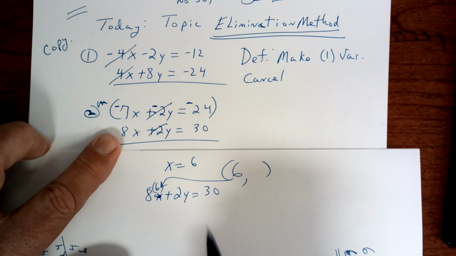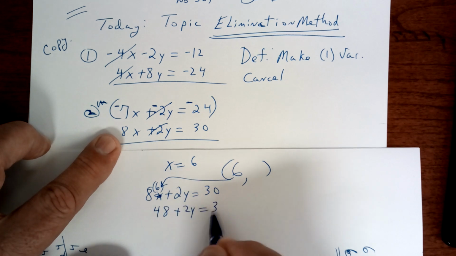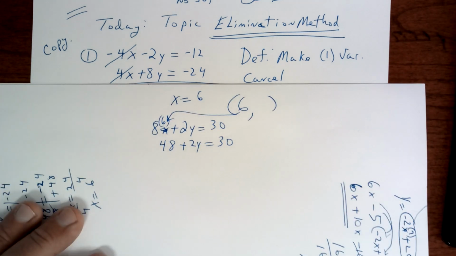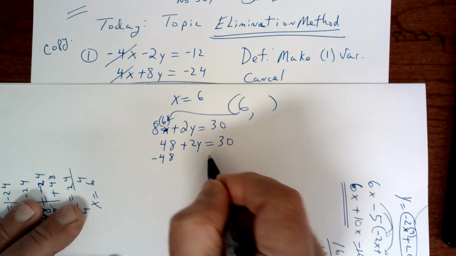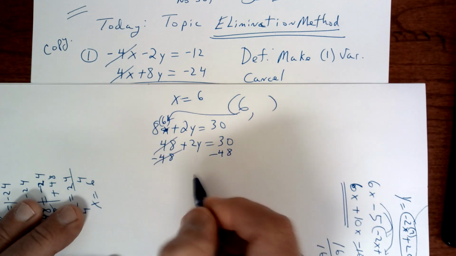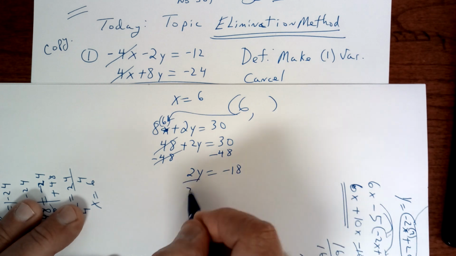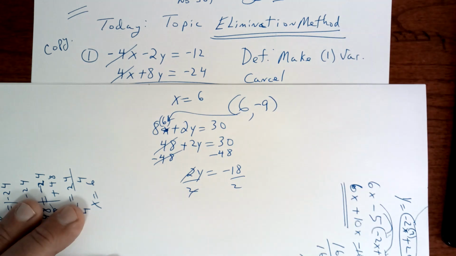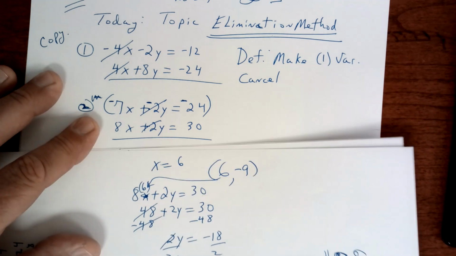6 times 8 is 48 plus 2y equals 30. Now this is a two-step equation, and you should be able to solve that. To do that, you're going to subtract 48 from both sides, like that. That's going to be a negative 18. And then you're going to divide by 2 and get a negative 9. And there it is. And that's your answer. And that's elimination. So this one right here was a little harder than the first one because you had to make one of these a negative.